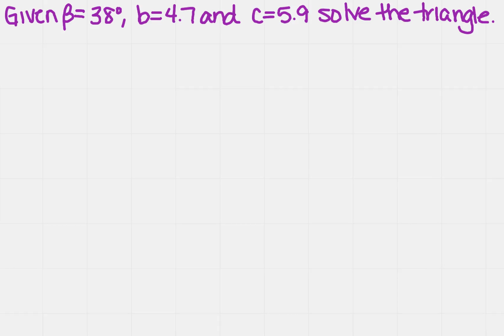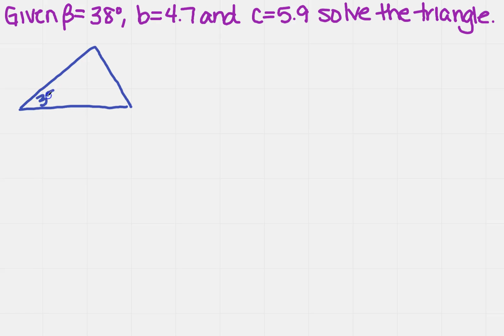Given beta equals 38 degrees, b equals 4.7, and c equals 5.9, solve the triangle. So the first thing I need to do is actually draw a triangle, right? So that I can get an idea of what we're talking about. Well, I know that 38 is an acute angle.